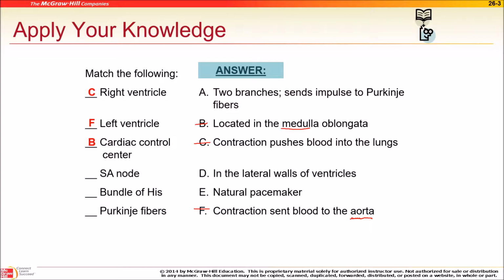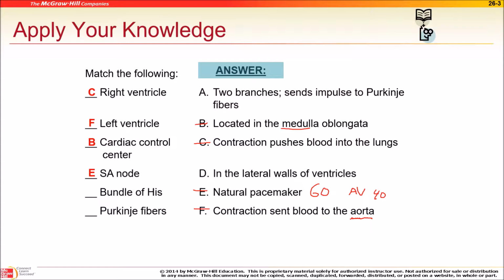The SA node. Sinoatrial. A, D, or E? You remember. A, two branches, sends impulse. This is your natural pacemaker, which gives you 60 beats per minute, remember. And then the atrioventricular node gives you about 40 beats per minute, as a backup.